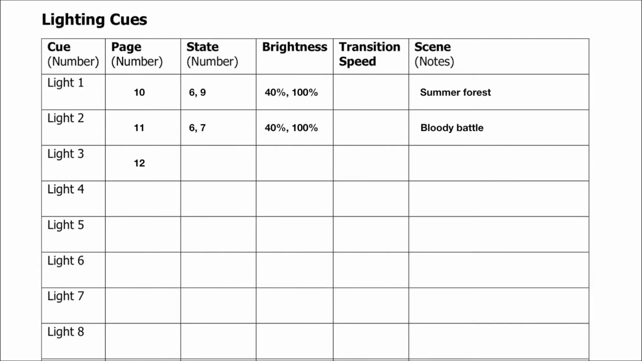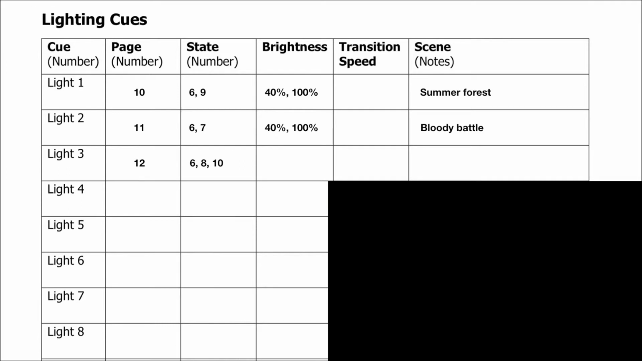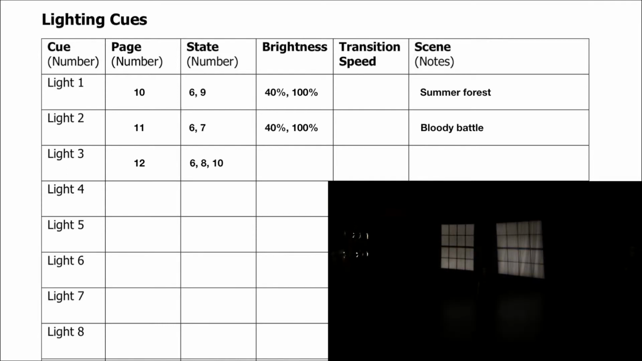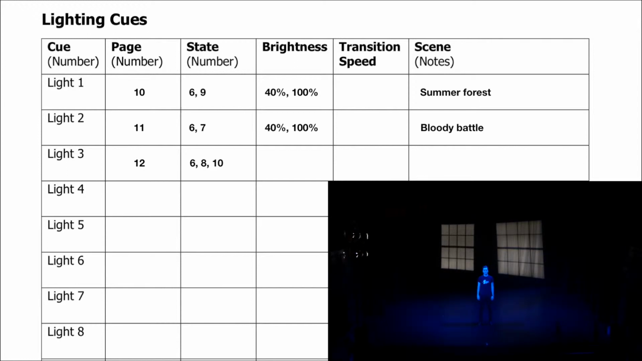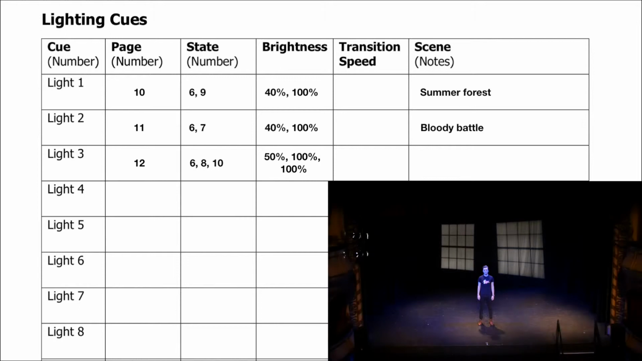Our third and final sample lighting cue we shall draw from page number 12. We shall use lighting states number 6, 8 and 10: 6 the full stage wash, 8 the blue wash, and 10 the window gobo effect. These will be in order of brightness at 50%, 100% and 100%, and will give us the look and feel of being the inside of a stately home.